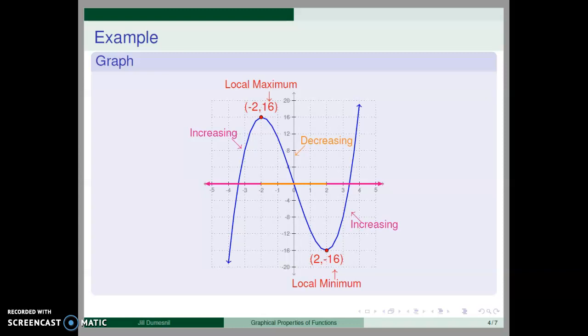Similarly, local minimums occur at points where a function changes from decreasing to increasing. Here there's a local minimum of -16 occurring at x = 2. Note that in this example there is no absolute maximum nor absolute minimum because the range of the function is all real numbers from -infinity to +infinity.